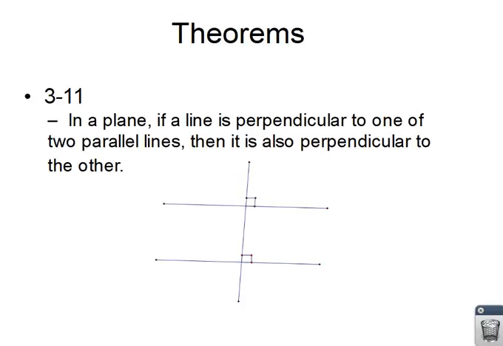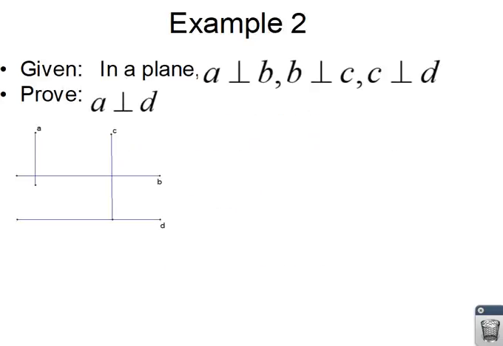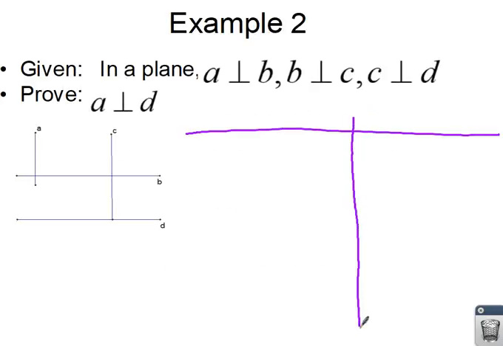Alright, Theorem 3.11. In a plane, if a line is perpendicular to one of two parallels, then it's also perpendicular to the other. So it's kind of like Theorem 3.10, just a little smidge different. They're saying we already know these are parallel, and then I tell you that the transversal is perpendicular to one of them, then it automatically makes it perpendicular to the other. So kind of like a converse of the other one. Alright, so let's do another one. And this one we're not proving any theorems, so we can use all of them. They're all fair game. Okay?